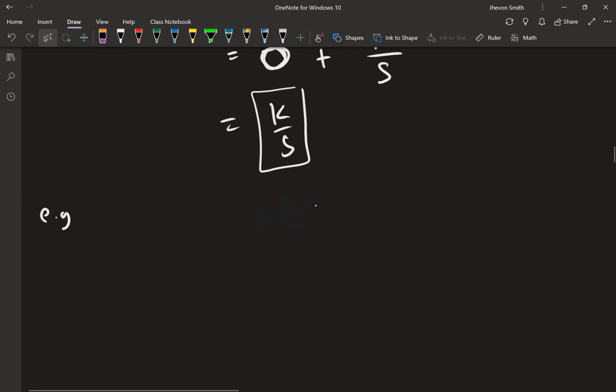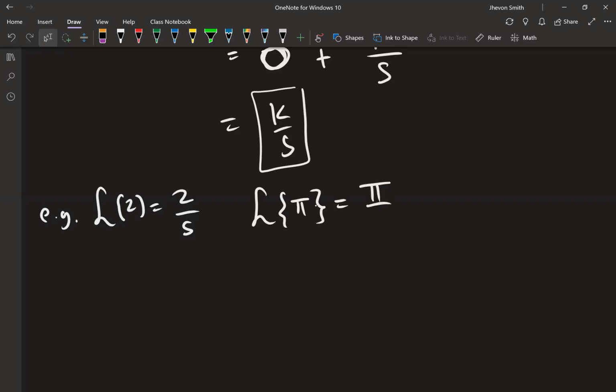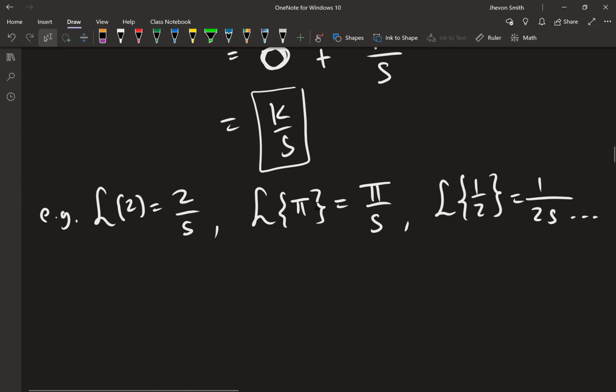So for example, if I ask you, what is the Laplace transform of 2? It's 2 over s. What is the Laplace transform of pi? Well, it's pi over s. What is the Laplace transform of 1/2? Well, it's going to be 1 over 2s, etc. Right? So this is the Laplace transform of a constant. It's just that constant divided by s. Of course, the Laplace transform of 0 is 0. We'll be using that later because that's 0 over s, etc., etc.